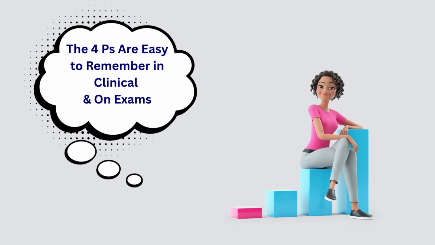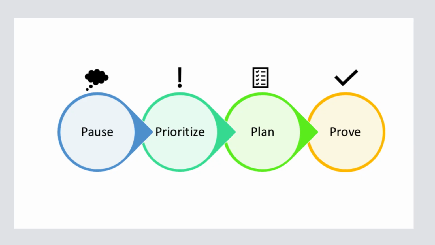Wrapping up our session today, Tessa has a visual aid that shows the 4 P's in action. This is a quick map showing us how to pause, prioritize, plan, and prove.